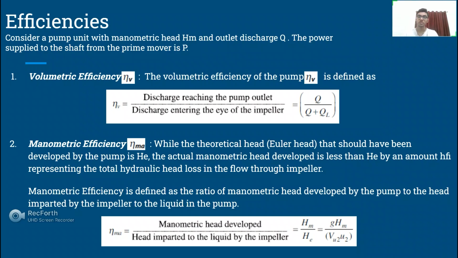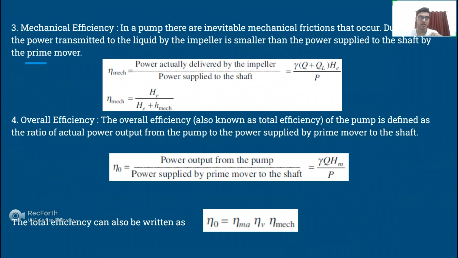Now going on to manometric efficiency. While the theoretical head, the Euler head, that should have been developed by the pump is He, the actual manometric head developed is less than He by an amount of Hfi, as we saw before. These losses include the frictional losses in the blade passage. This is all we have talked about before. The manometric efficiency is defined as the ratio of the manometric head developed by the pump to the head imparted by the impeller to the liquid in the pump. That is equal to Hm by He, which is also equal to g Hm by Vu2 U2.